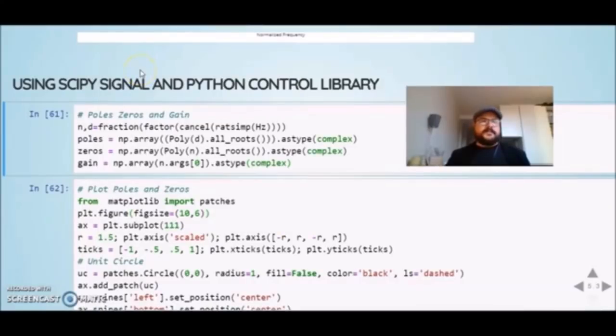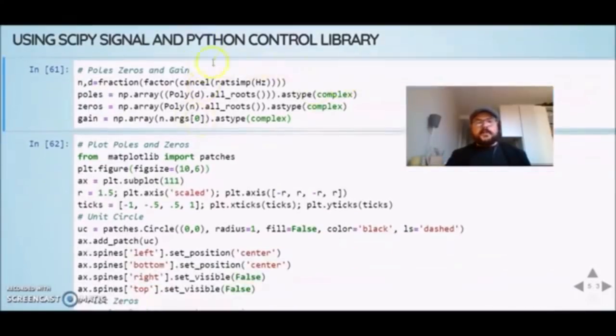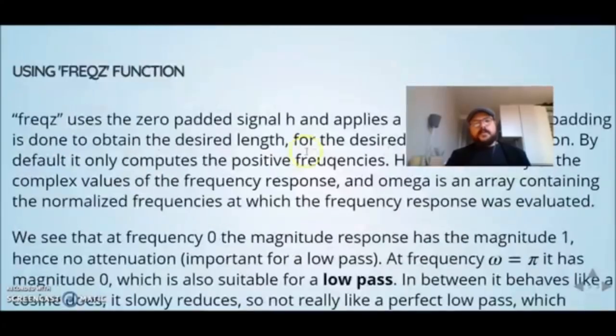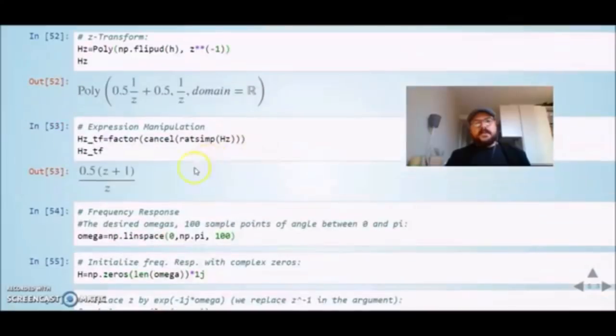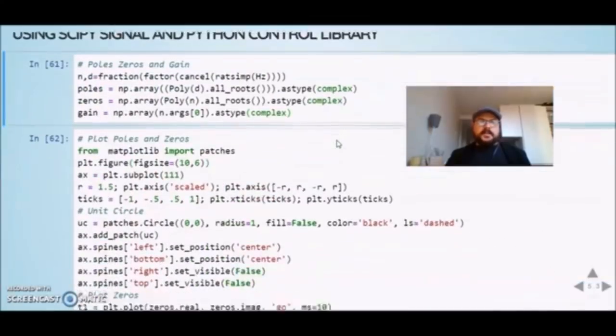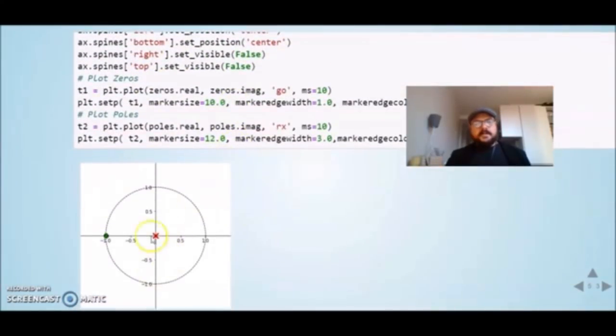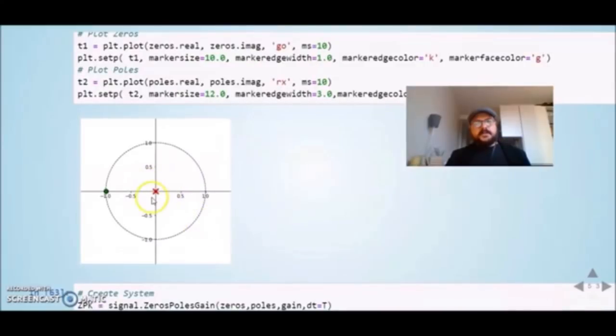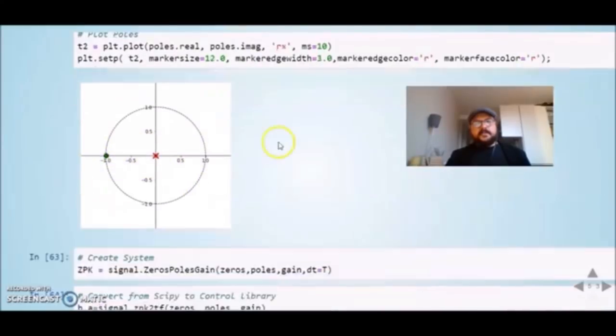We can also make use of SciPy signal and the Python control library to calculate magnitude and phase and plot zeros and poles, and have different functions creating LTI systems. So here I'm extracting poles, zeros, and gain from the polynomial of the Z transform that we defined here. Here we can now plot the poles, zeros, and gain in this nice complex plane. So we have a pole when Z is equal to 0 and a zero when Z is equal to -1.